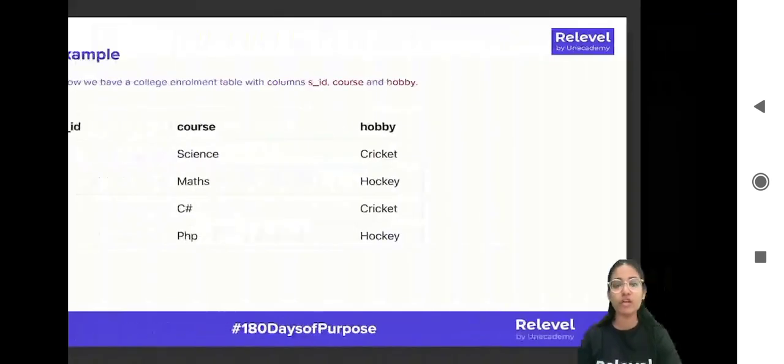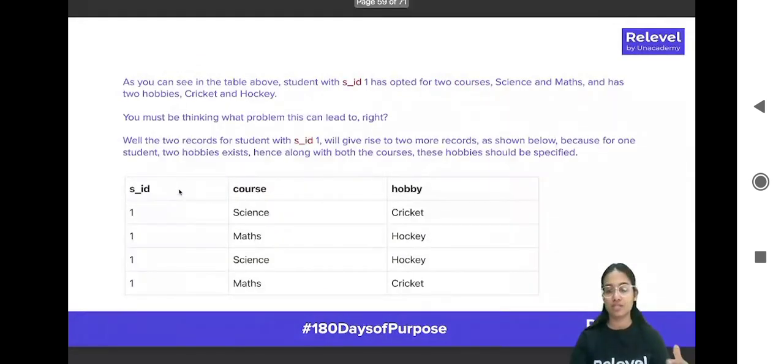So you have to make sure that you account for all the possibilities, as shown in the example here. That means the two records for student ID 1 give rise to two more records, because for one student two hobbies exist, and hence we have two courses also. So it's like a total of 4 combinations.